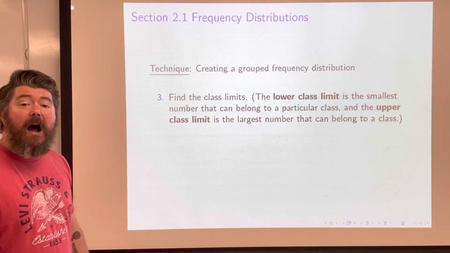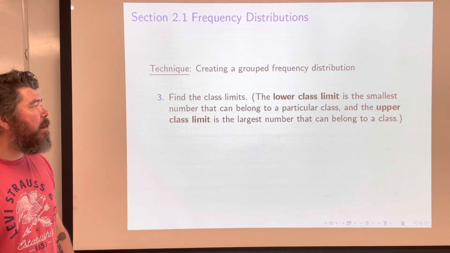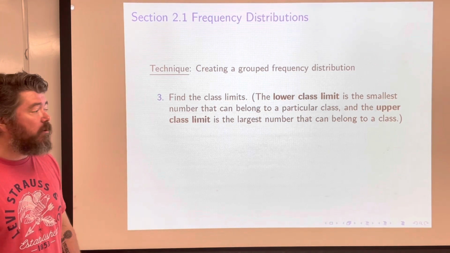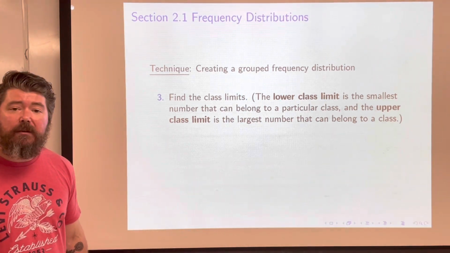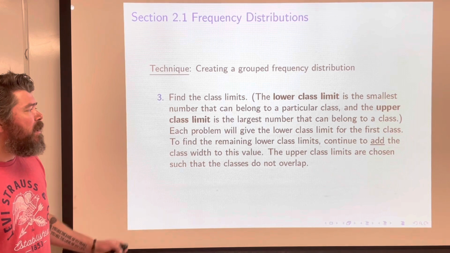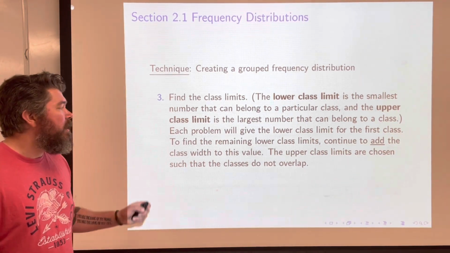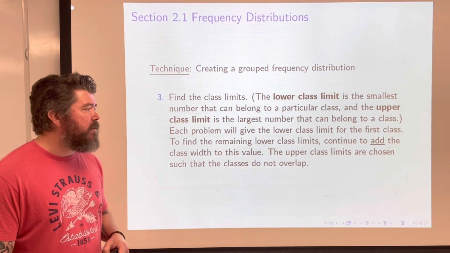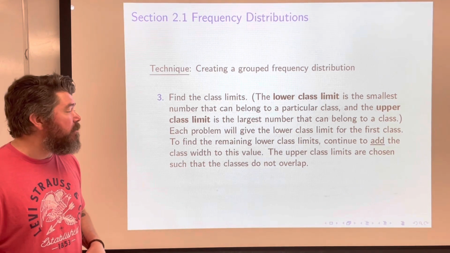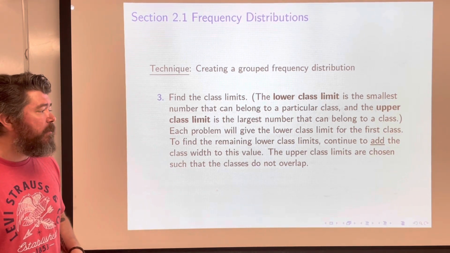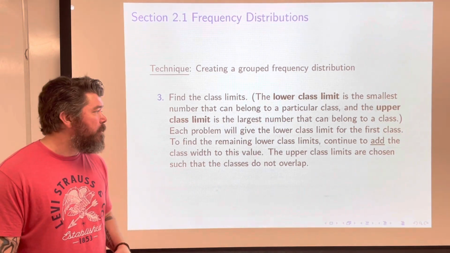Step 3, find the class limits. The lower class limit is the smallest number that can belong to a particular class, and the upper class limit is the largest number that can belong to a class. Each problem will give the lower class limit for the first class. To find the remaining lower class limits, continue to add the class width to this value. The upper class limits are chosen such that the classes do not overlap.